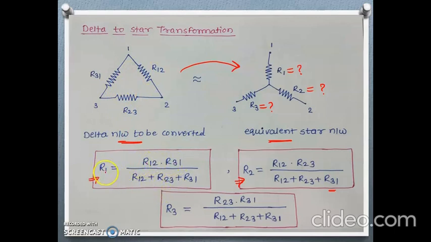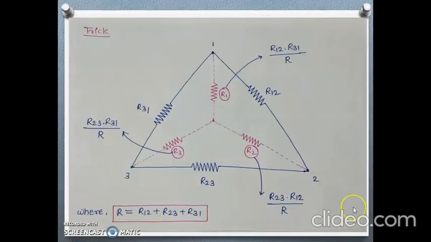where this is the R1 point, this is the one terminal. Which resistances are connected to that point? R31 and R12, so R31 into R12. In this way we can remember this. Similarly, R3 will be R23 into R31 divided by R12 plus R23 plus R31. Using these expressions, we can find the R1, R2 and R3 values.